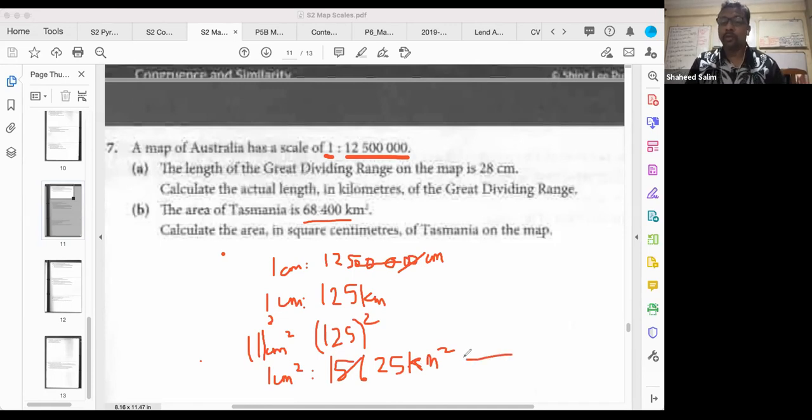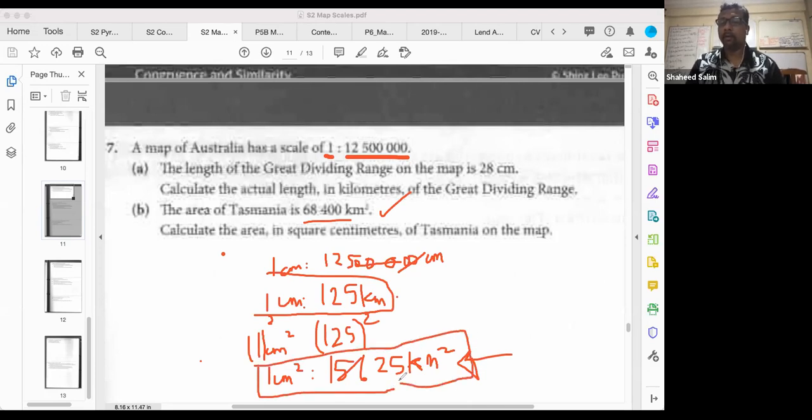Now you use this one to do this question. You cannot use the first one because the first one is only for length. This one is the one for area. Do you get it? Okay, right. So we are revising, Ryan, we are revising map skills, and once we finish this question, we'll go into pyramids. You're frozen.